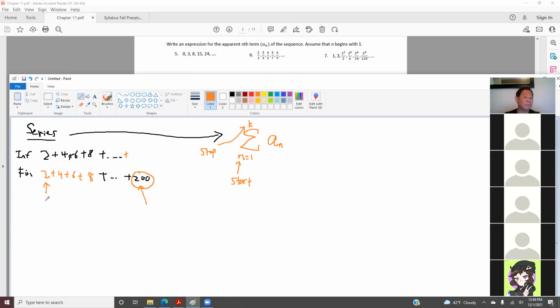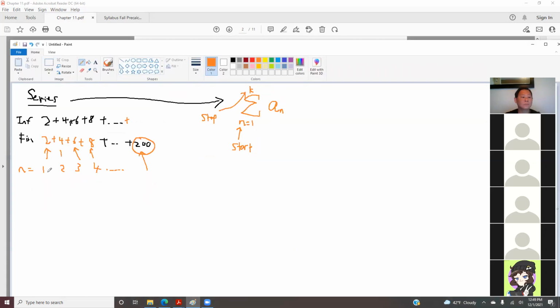So this is n is 1, n is 2, 3, 4. Can someone tell me what happens to 200? What is your n in this case? Is it 100? And that's 100. Okay. And can you tell me what is the AN form for this? Remember last time 2, 4, 6, 8, 10. What is your AN that you want to write down? This is written down as 2n.